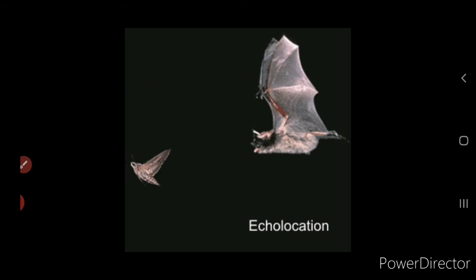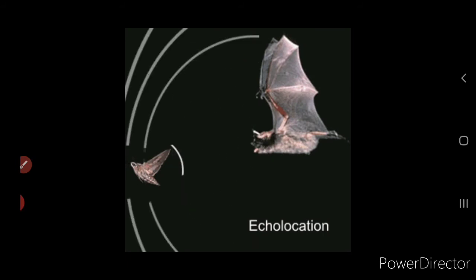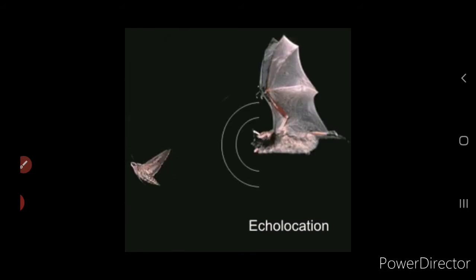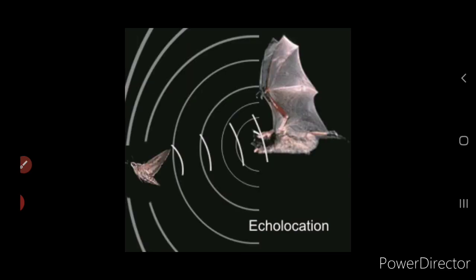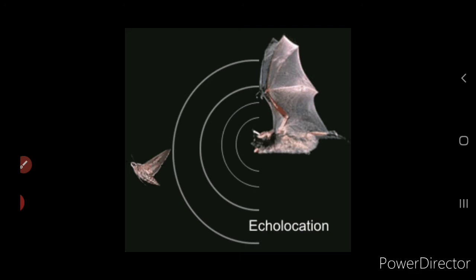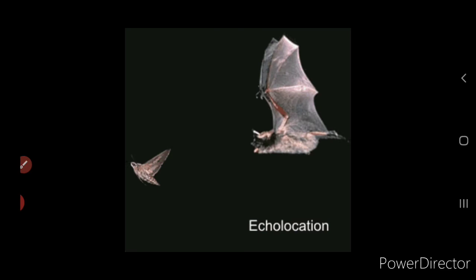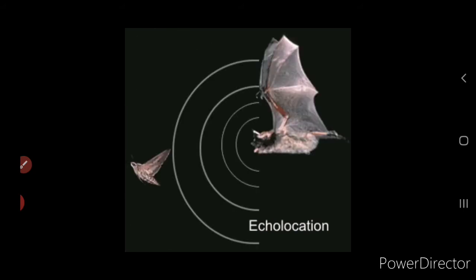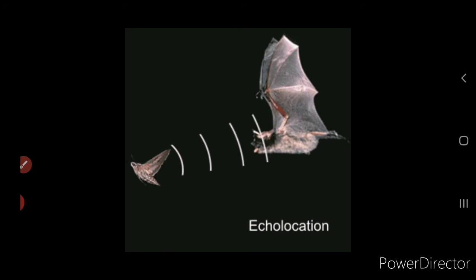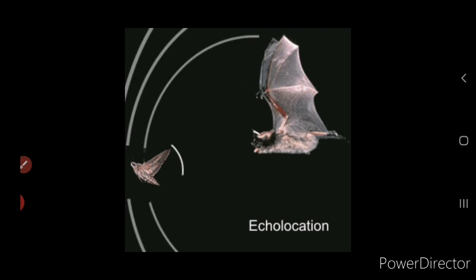The next one is animals. Some animals communicate with one another over a long distance, or locate objects by sending sound signals, and they also receive the echo back from the target. Here you can see the bat targeting the prey. It sends some signals, and depending upon the signal received back from the prey, it detects how far the prey is located. This is about the applications of echo.